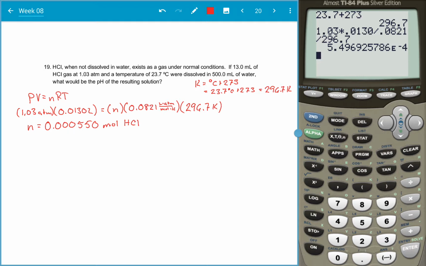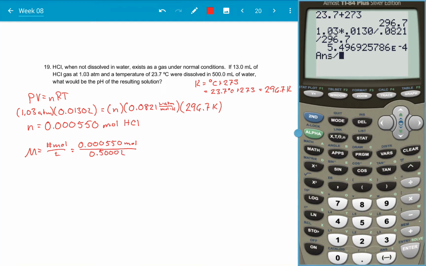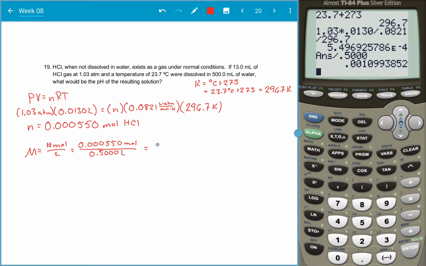Well, if we dissolve this in 500 milliliters of water, then we can calculate a molarity, which is our number of moles divided by liters. Converting the milliliters to liters before we do, we would divide by 0.5000, and we'd end up with a molarity of 0.00110 molar hydrochloric acid.